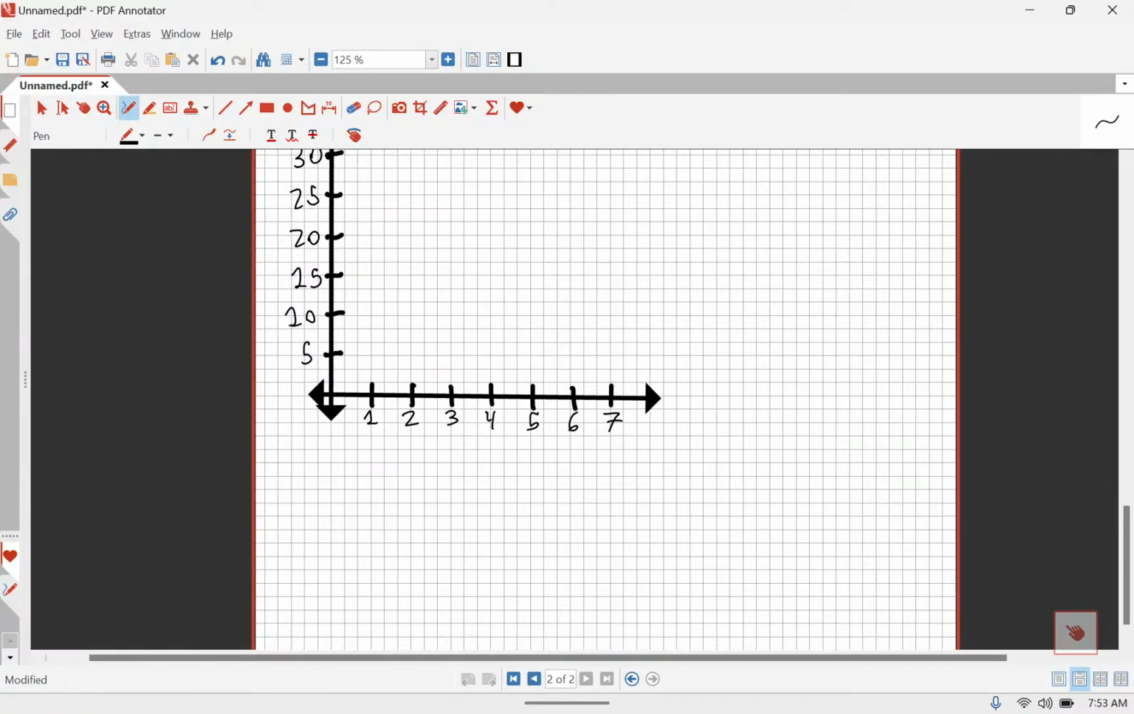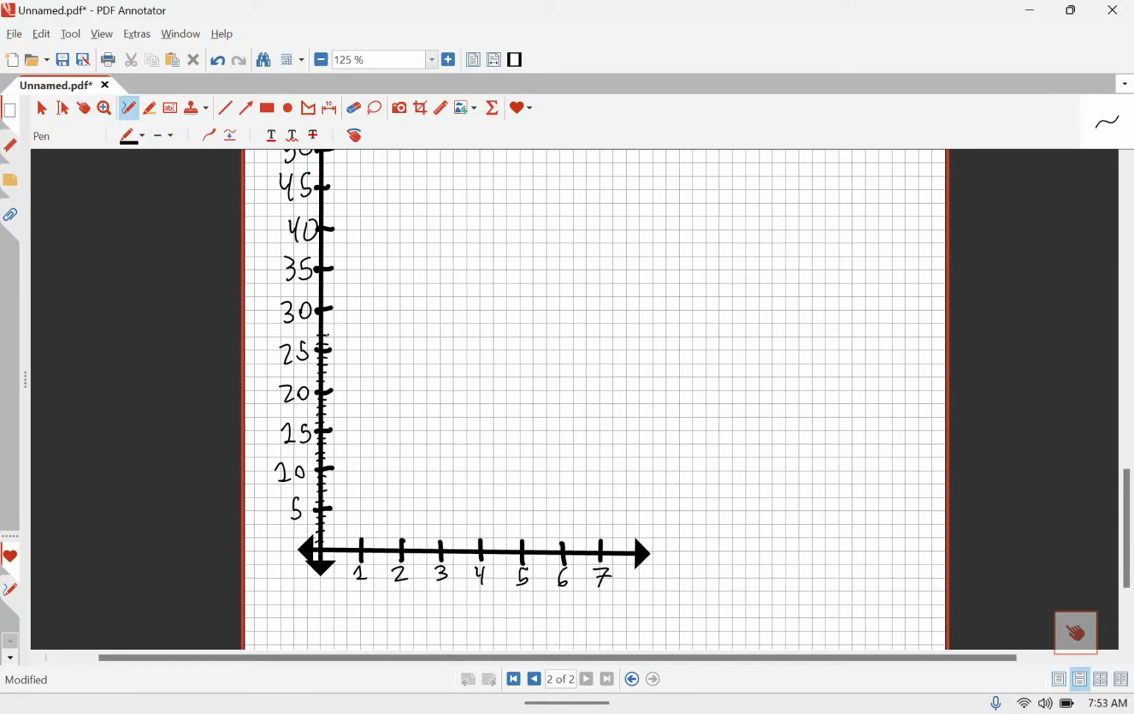Hey guys, if you didn't put the little ticks in between the fives, like 1, 2, 3, 4, you're going to want to put those in, just so you know. 1, 2, 3, 4. I know it's a lot, but this is to keep you from having to make 2 of these. This way you only have to make 1. So if you didn't put these little ticks in, keep going.